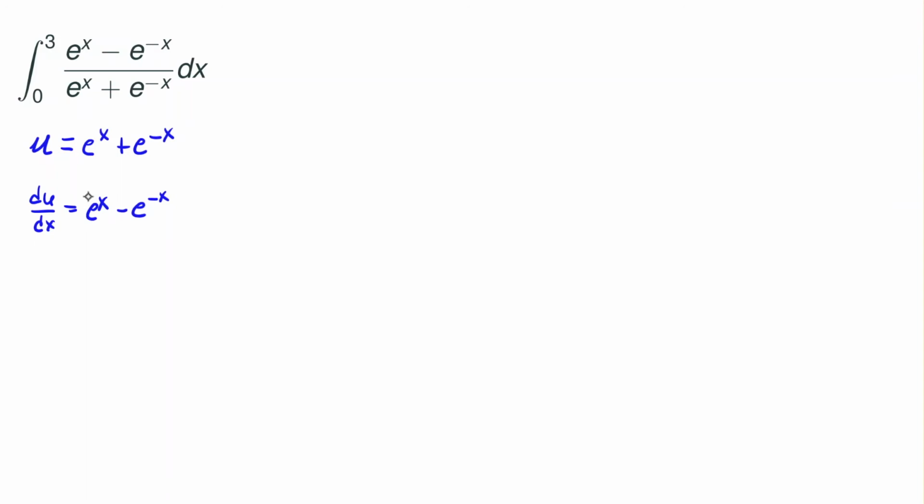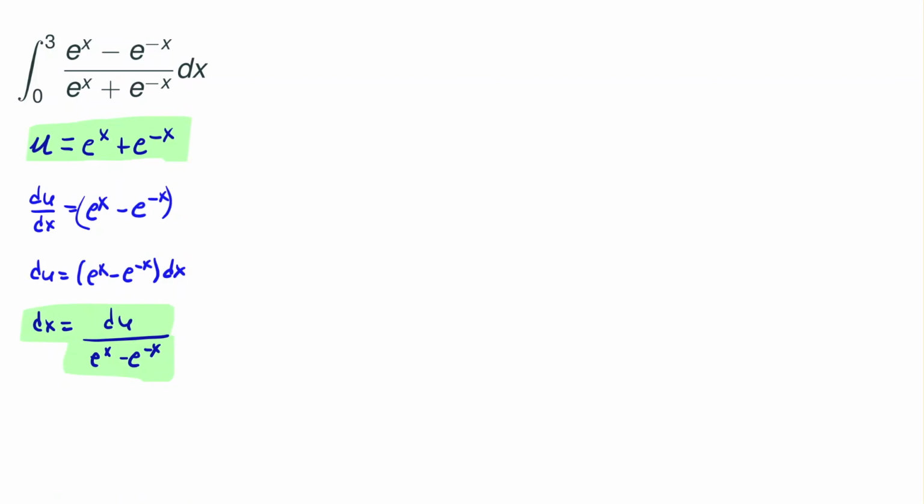So let's solve for dx. Well, du equals e to the x minus e to the negative x dx. Then dx equals du over e to the x minus e to the negative x. So we'll use this to substitute for dx. But we also need to change the bounds, right? We have 0 and 3, which are for x, so we need to write them in terms of u.